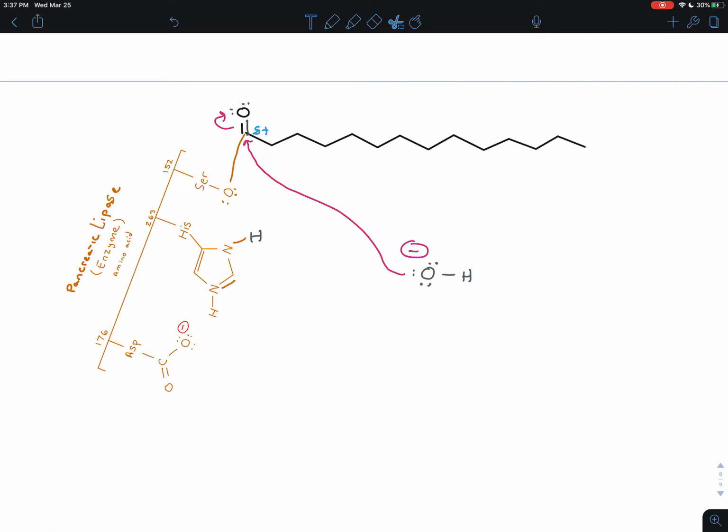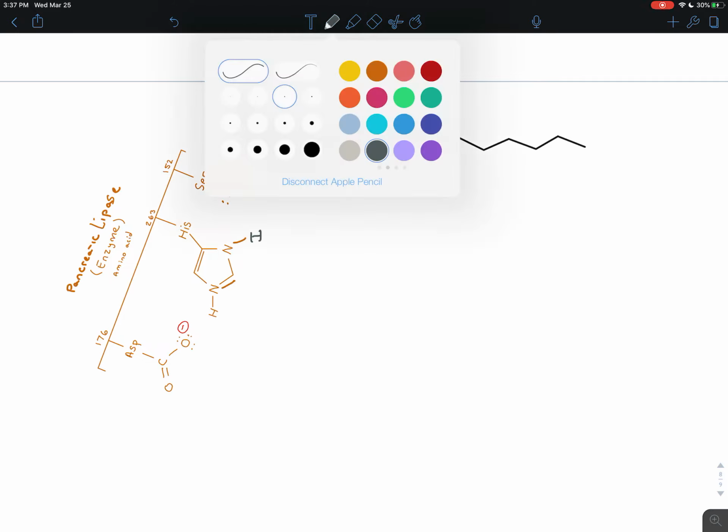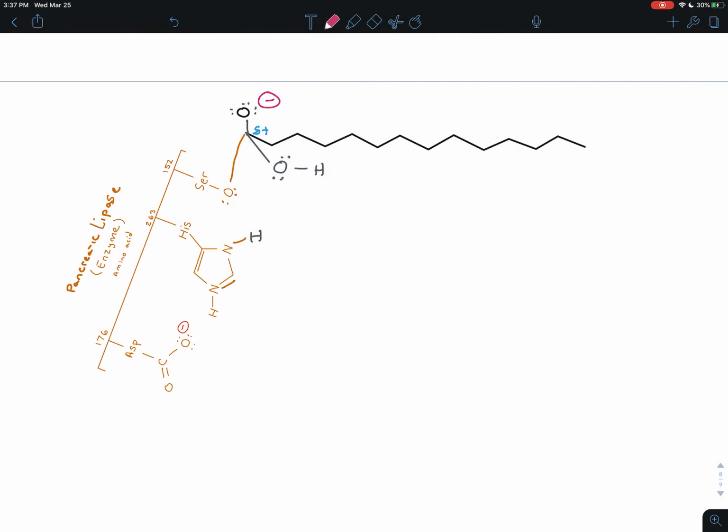So this lone pair won't exist there anymore. It'll be a bond, and that bond is going to go to that carbonyl carbon there. This pi bond is going to break, and the electrons are going to go onto this oxygen, giving that a full negative charge. Okay, so we have our tetrahedral intermediate for our second nucleophilic acyl substitution. And our leaving group again is going to be our enzyme. This whole thing is going to be our leaving group.